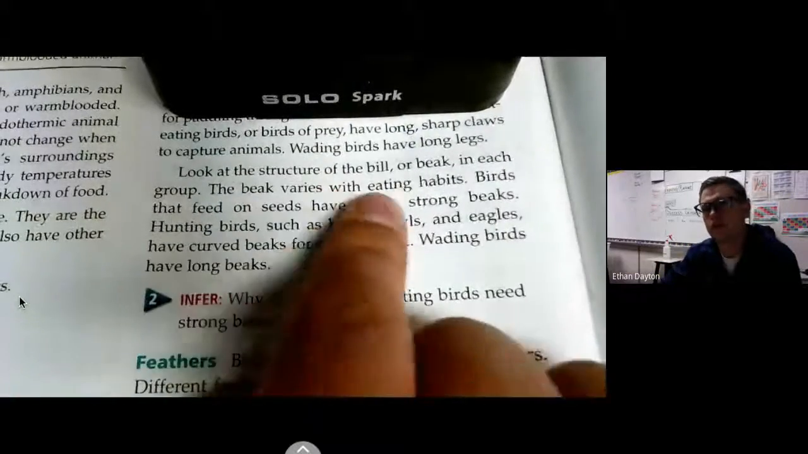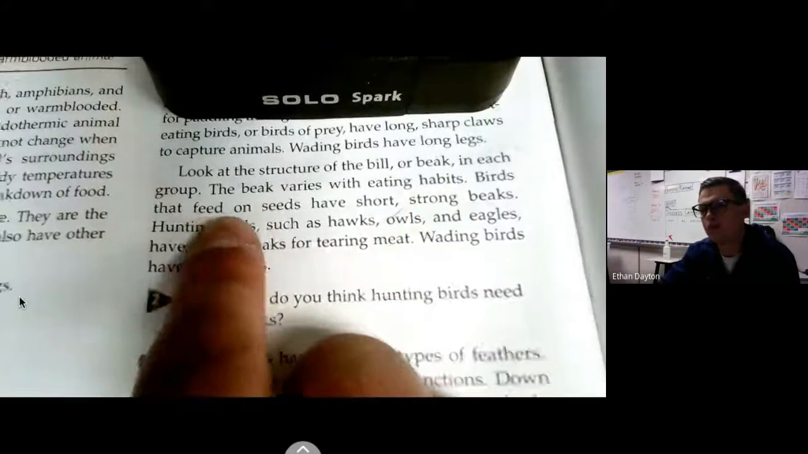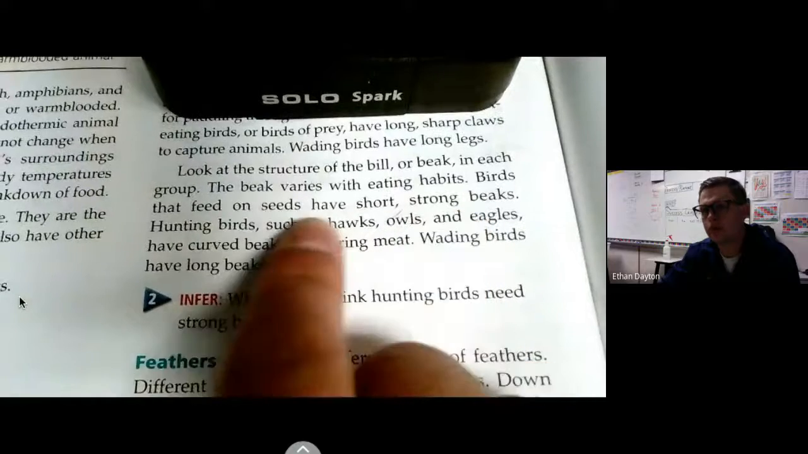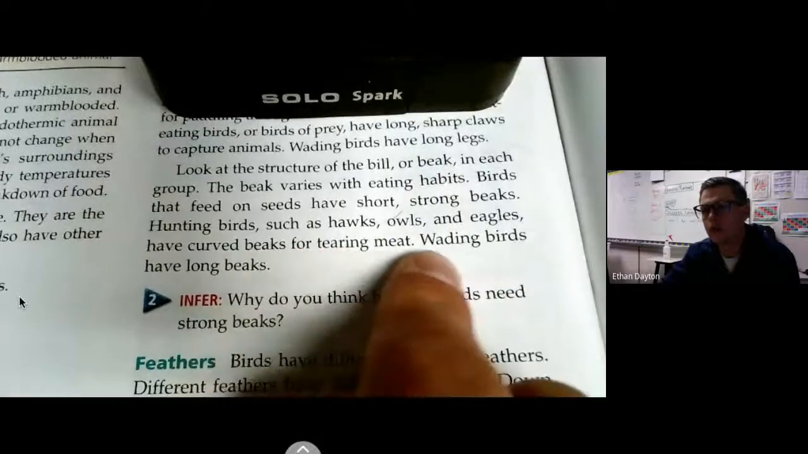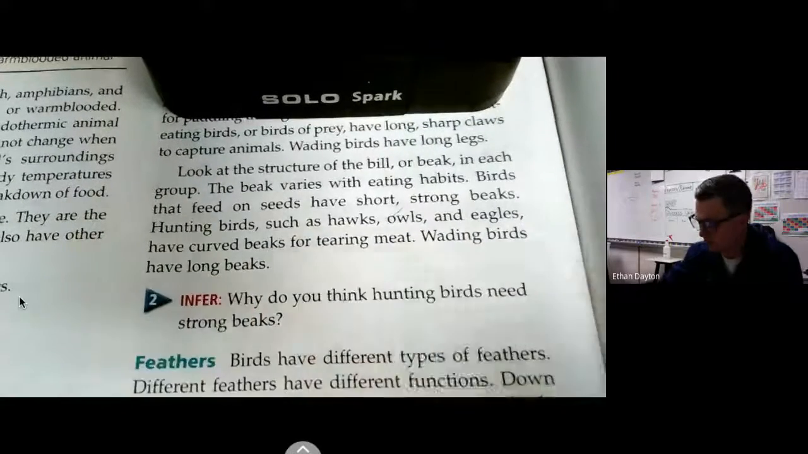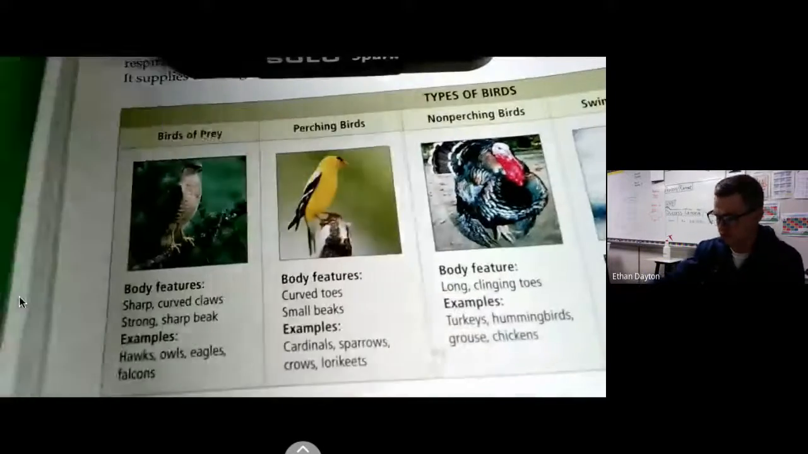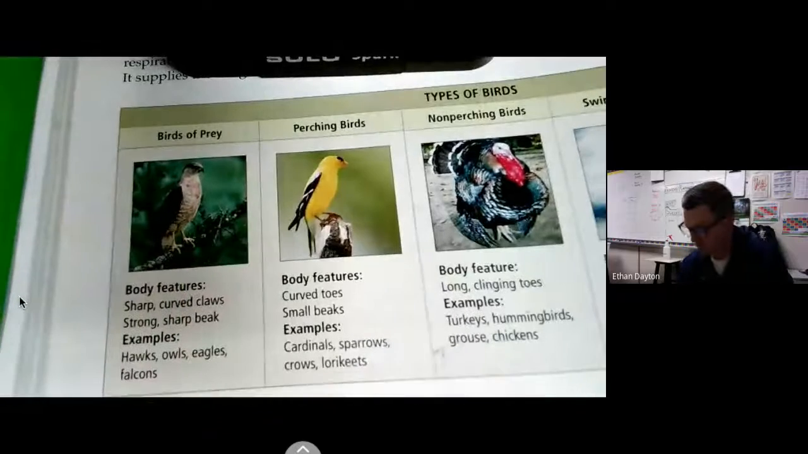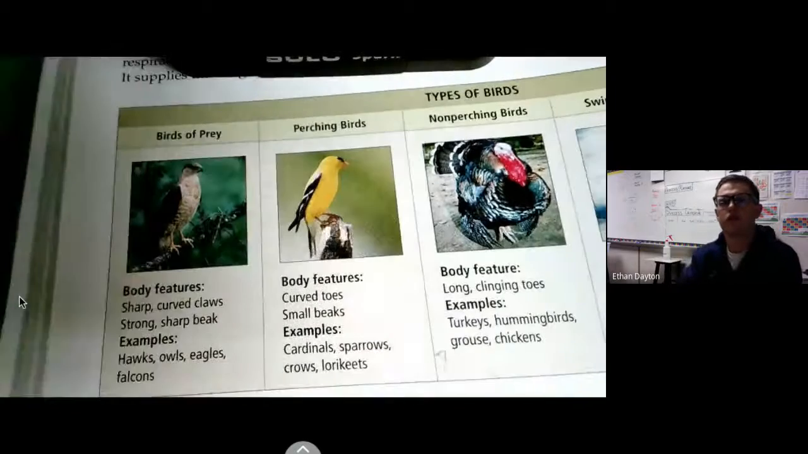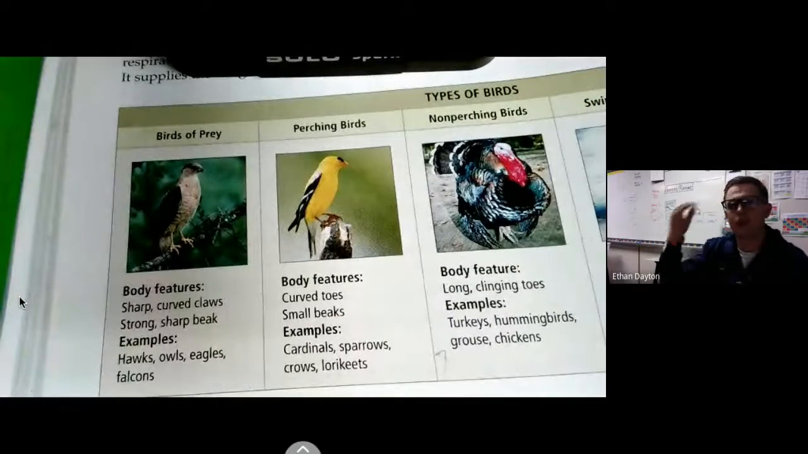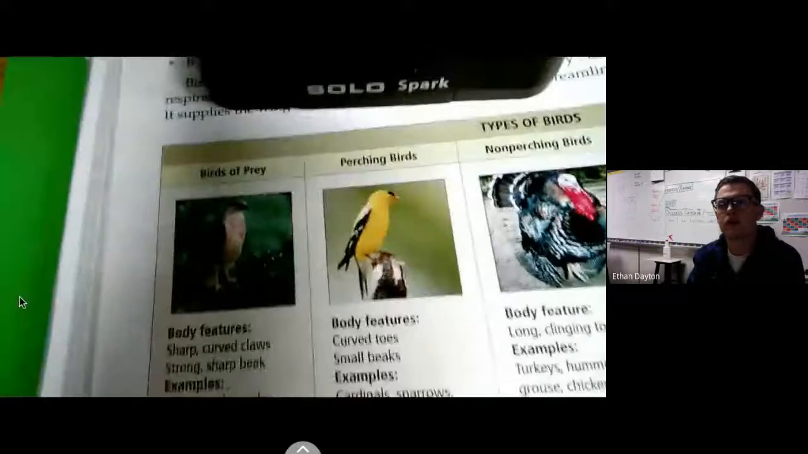Look at the structure of the bill or beak in each group. The beak varies with eating habits. Birds that feed on seeds have short, strong beaks. Hunting birds, such as hawks, owls, and eagles, have curved beaks for tearing meat. Wading birds have long beaks. And we'll take a look at these types of birds down here. So over here to the far left, we have birds of prey. The body features are sharp, curved claws, strong, sharp beak, and examples are hawks, owls, eagles, and falcons. And we have a hawk pictured there.